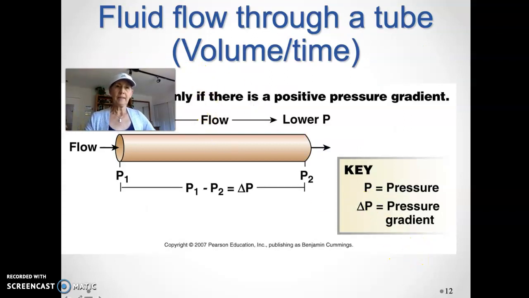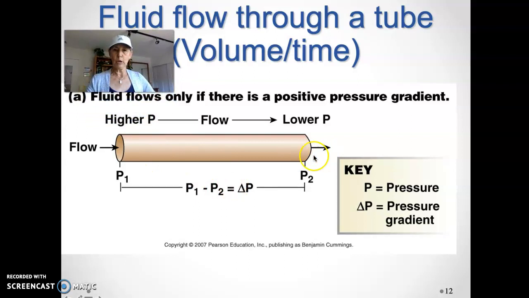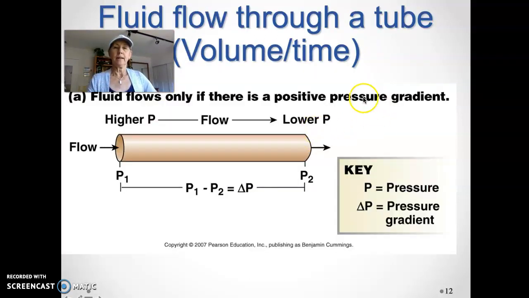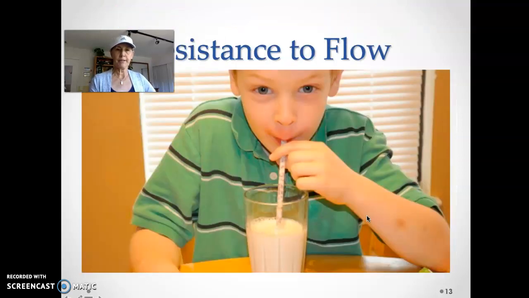Now, a little bit more about this flow that's going on in this tube here. I've told you that it's only going to flow if there's a positive pressure gradient, if there's a difference. So it needs to be higher at one end and lower at the other end, and then you're going to get flow. Flow is going to happen with that difference in pressure. Usually delta P is what signifies a pressure gradient.